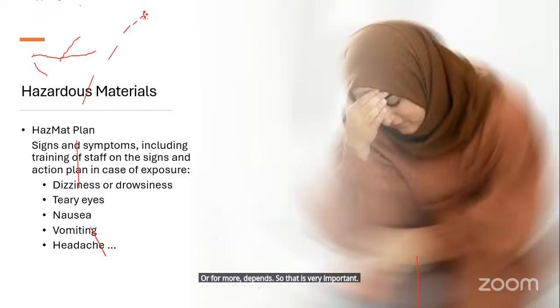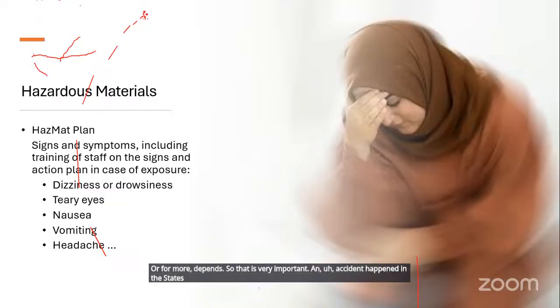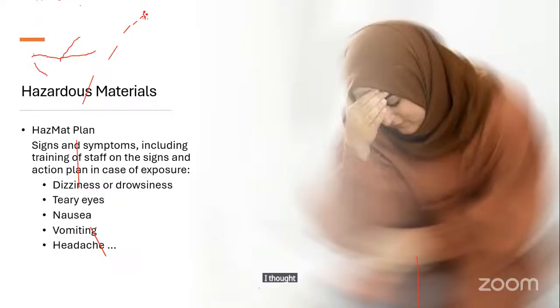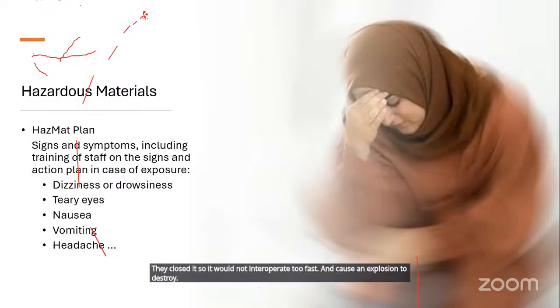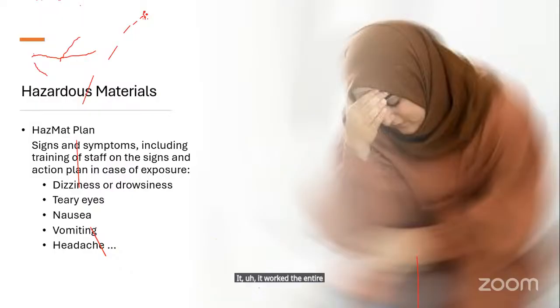An accident happened in the States. They tried to save a large tank of liquid nitrogen. They closed it so it would not evaporate too fast, and it caused an explosion. It wiped out the entire building. The whole building was gone because of that. So be careful of that, and make sure that you do frequent tests and checks.